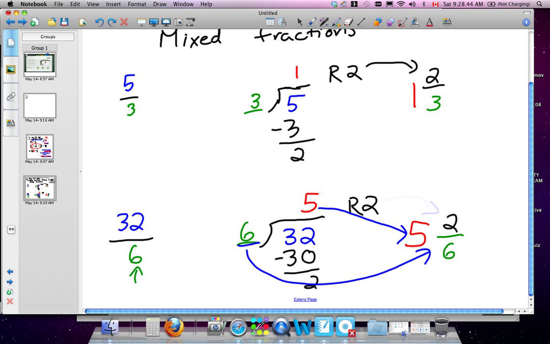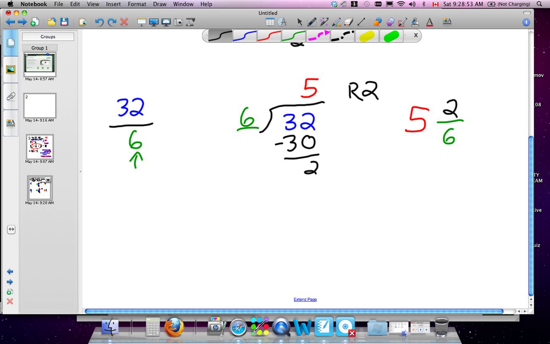You can reduce it if you want to. That's right. We can still reduce this. Good. So how can I reduce 2 over 6? You could divide 2 over 6 by 2. Mm-hmm. Now, does that change my mixed number? No, my mixed number is still going to be the exact same. Still going to be 5.